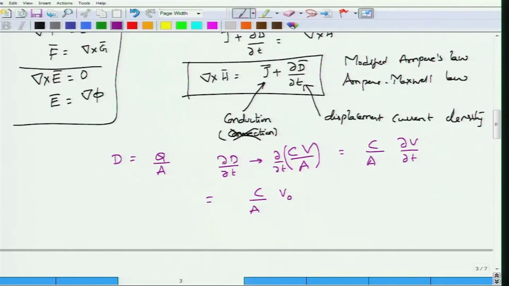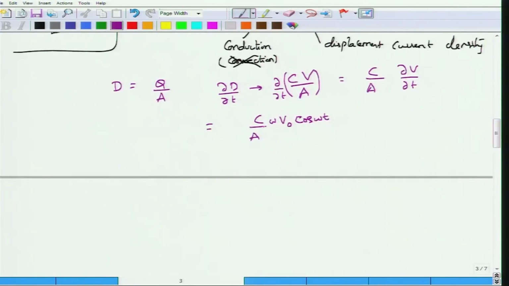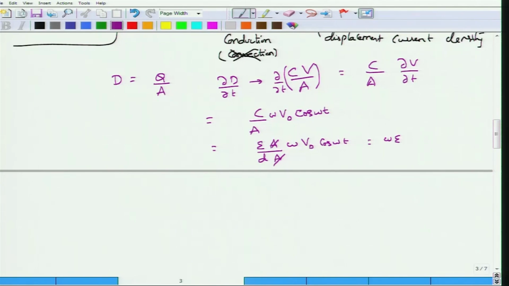This was V0, omega V0 cos omega t, correct. So there is C here, C can be expressed as epsilon A by D, omega V0 cos omega t. There is A in the numerator, A in the denominator, that cancels out with respect to each other, okay, and then you get epsilon omega V0 by D cos omega t. This is the current density, right? This is the displacement current density.